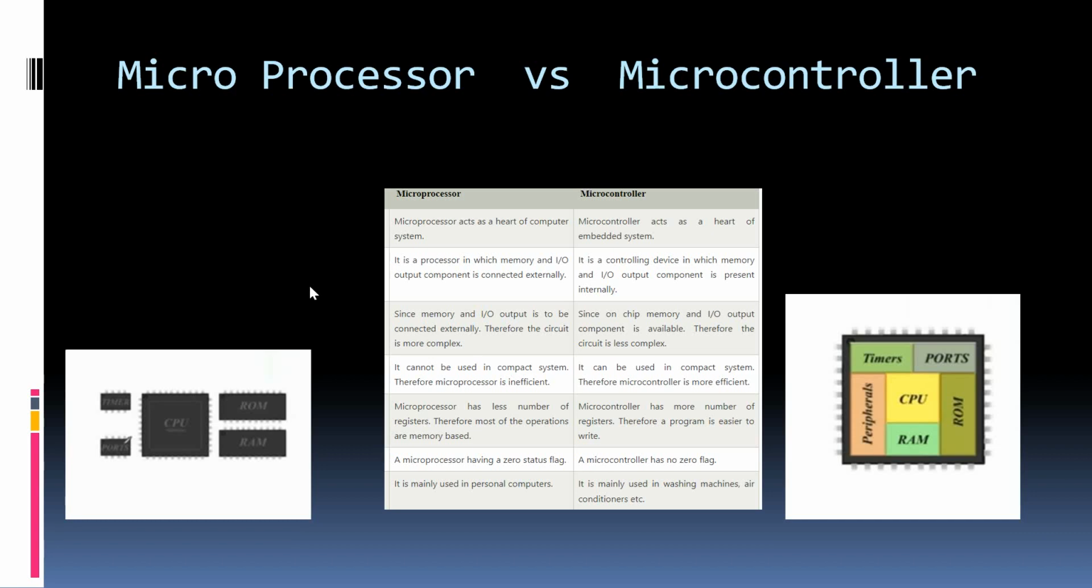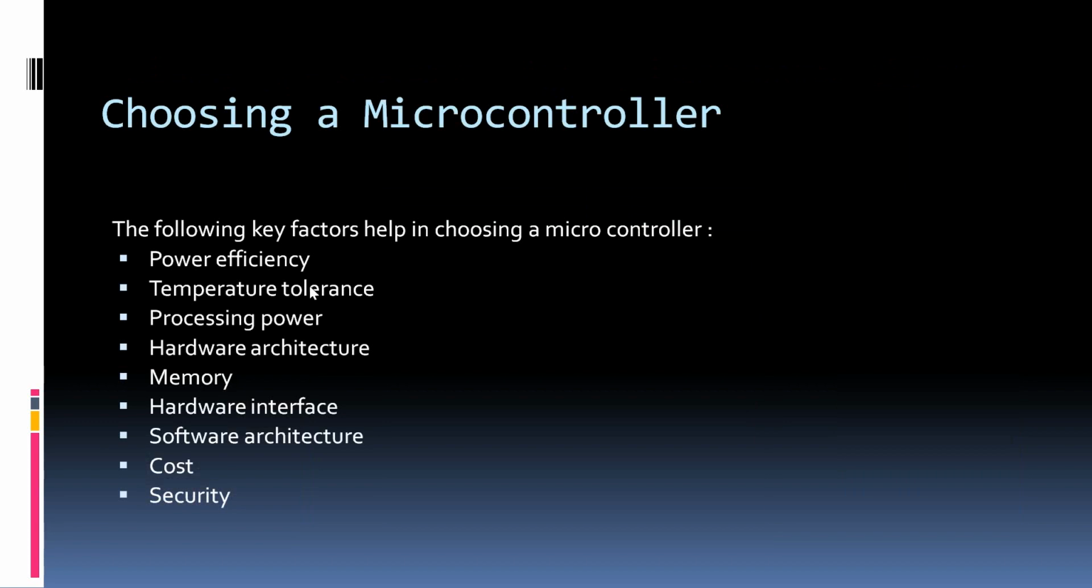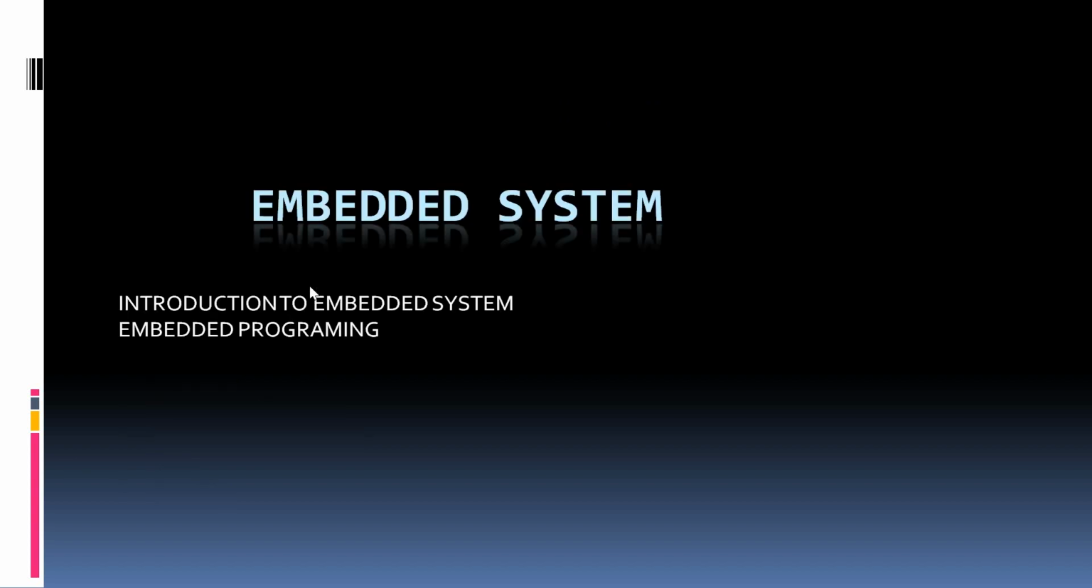Next we see choosing a microcontroller. The key factors that help in choosing a microcontroller are power efficiency, temperature tolerance, processing power, hardware architecture, memory, hardware interface, software architecture, cost, and security. All these factors are considered while choosing a microcontroller. Next we see embedded system.